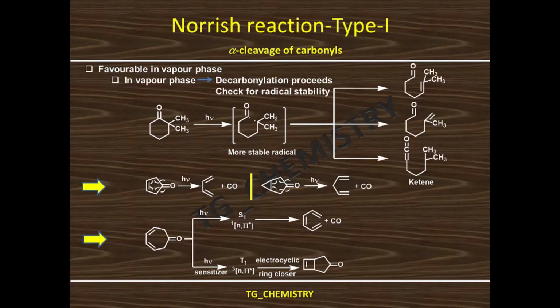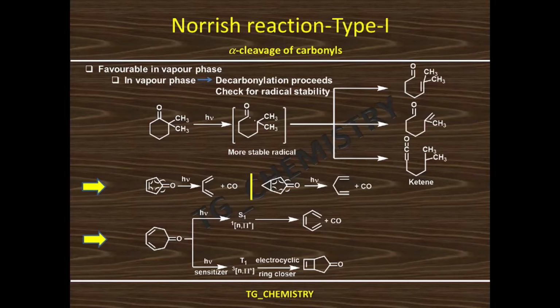So here, the first example, alpha dimethyl cyclohexanone, upon photo irradiation or in the presence of a photon, the alpha scission will take place, the alpha cleavage next to the carbonyl group. That alpha bond will cleave, and we will get more stable radicals, as you can see in the third bracket. So this biradical will have three fates.